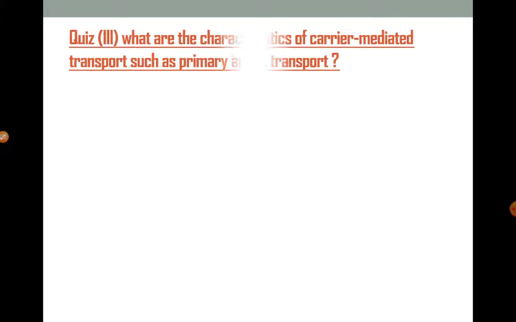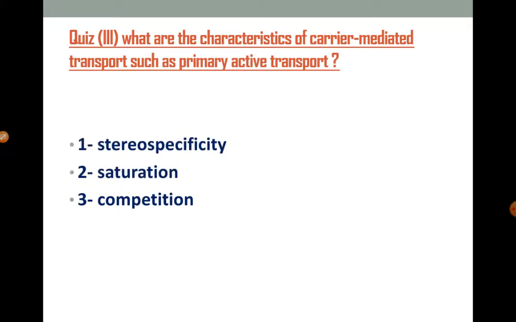Next question, what are the characteristics of carrier-mediated transport such as primary active transport, secondary active transport, and facilitated transport? These transporters have special characteristics, which are stereospecificity, saturation, and competition.